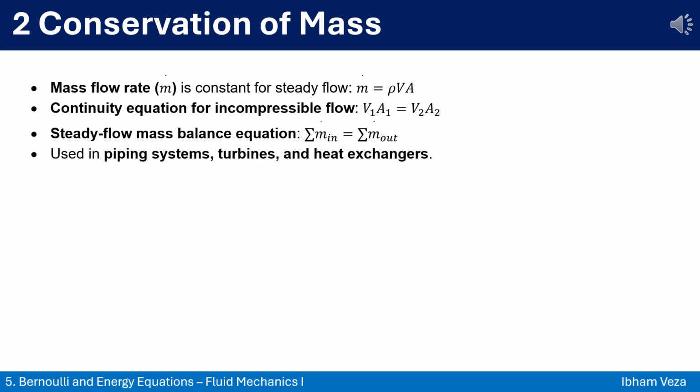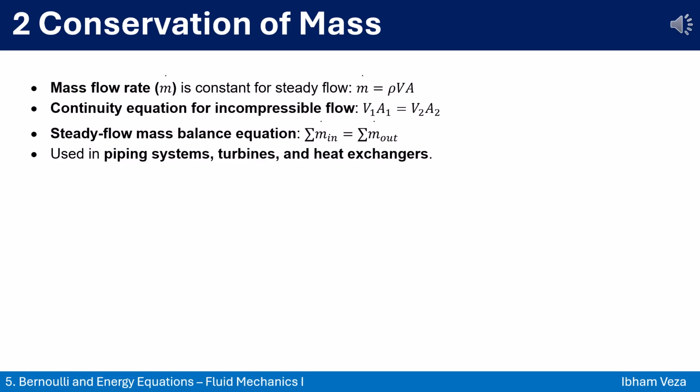2. Conservation of mass. Let's begin with the foundation of all fluid flow, the conservation of mass. In steady flow, what goes in must come out. That's the idea behind mass flow rate, where m dot equals rho VA, which stays constant along a streamline. When dealing with incompressible fluids, the continuity equation simplifies nicely. V1A1 equals V2A2. This tells you how velocity and area interact.